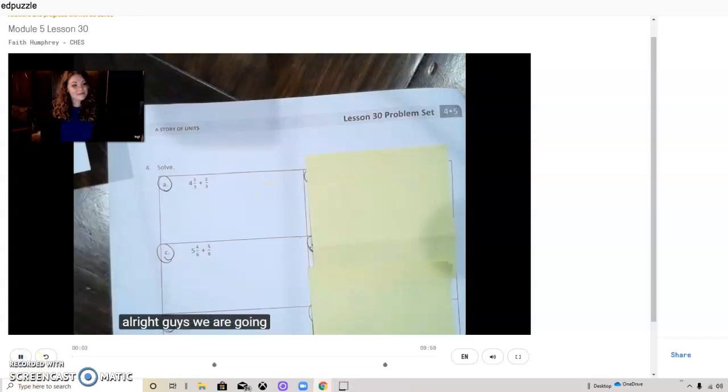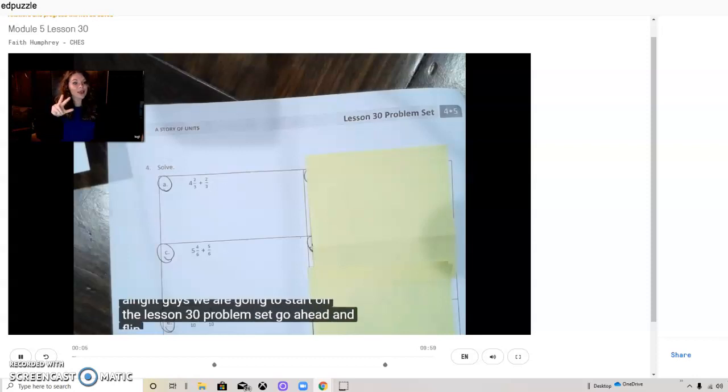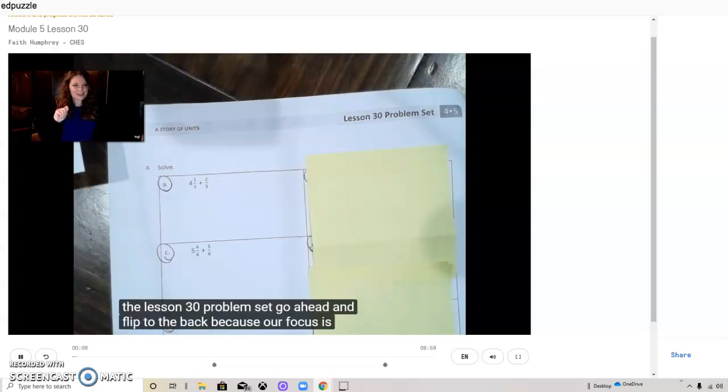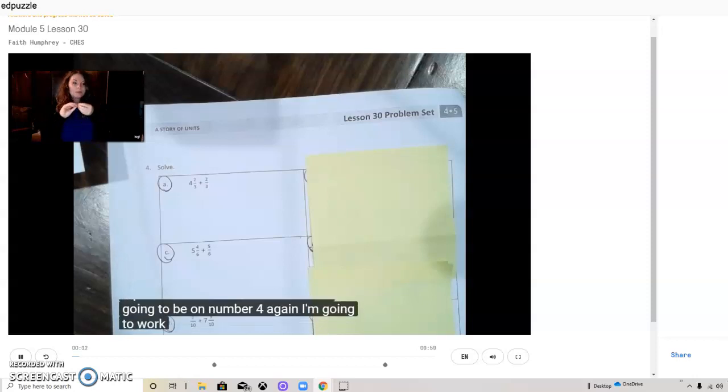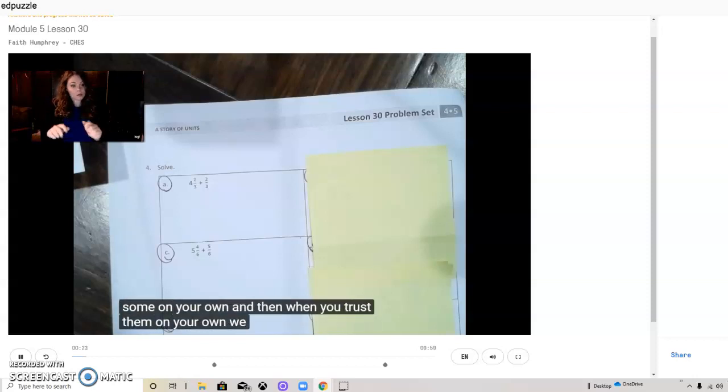Alright guys, we are going to start on the lesson 30 problem set. Go ahead and flip to the back because our focus is going to be on number 4. Again, I'm going to work several examples with you, and then I'm going to give you some time to try some on your own, and then when you try some on your own, we will come back together and talk about them and talk through the answers.